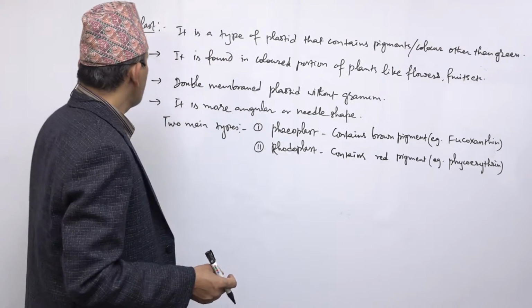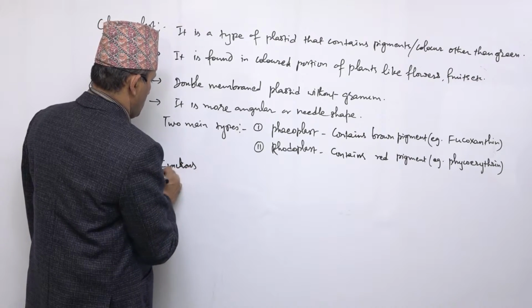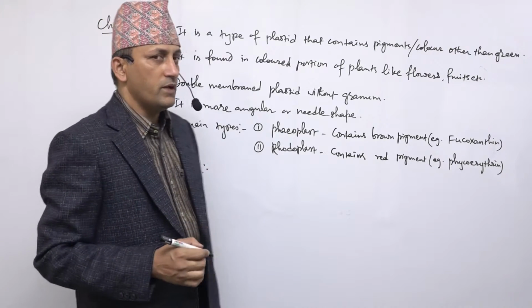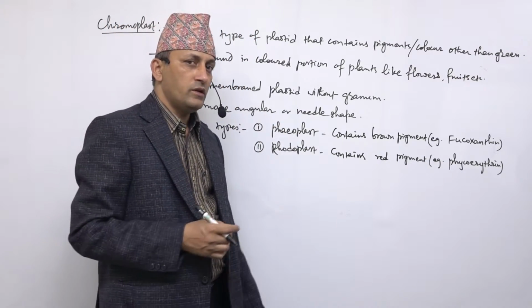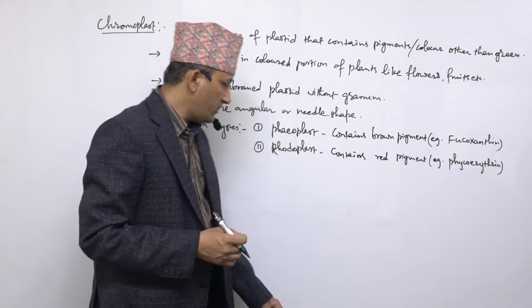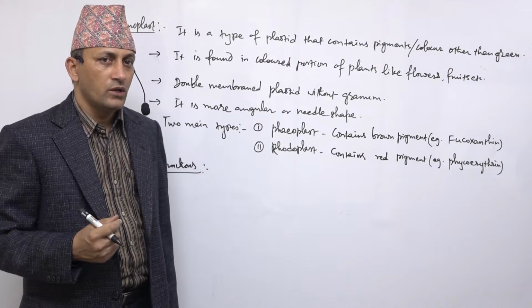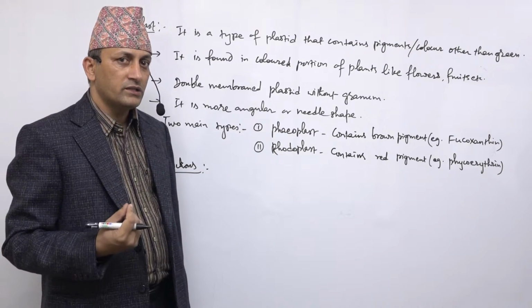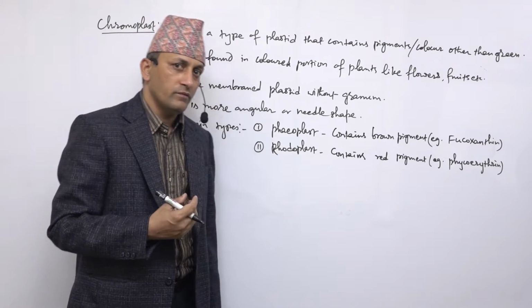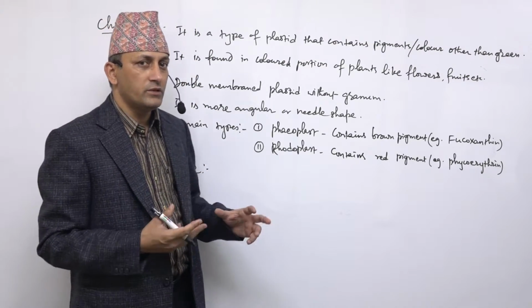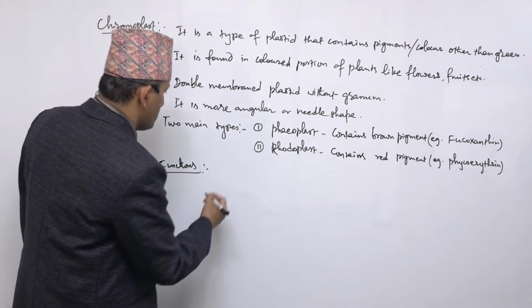So let's see the functions of chromoplast. What are the functions of chromoplast? Since it gives different colors to different parts like flower and fruit, its main function is to help in pollination by attracting insects and birds. Why? Because of the color, insects and birds are attracted to plants, and because of the visit of different types of insects and birds, they help in the pollination process. So this is the main function of chromoplast, helps in pollination.